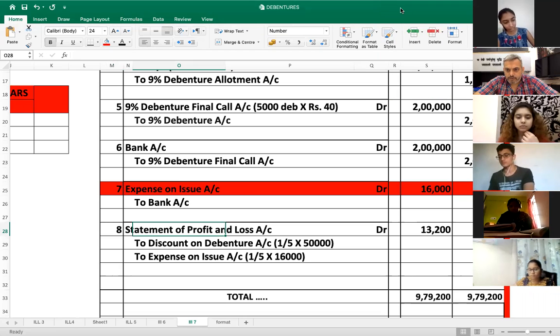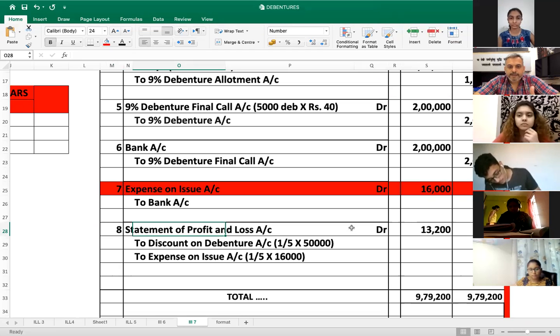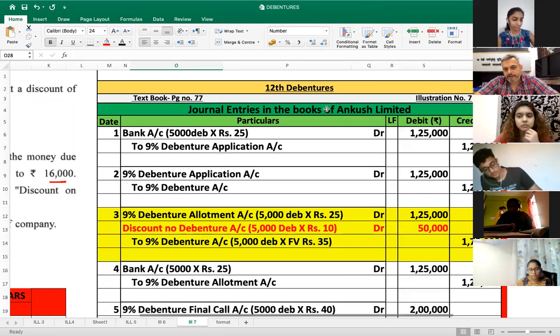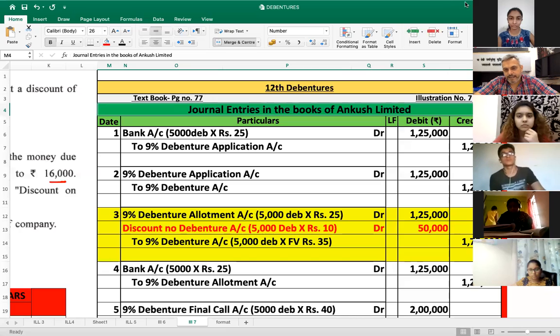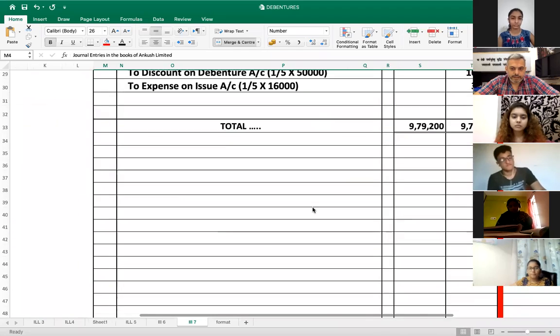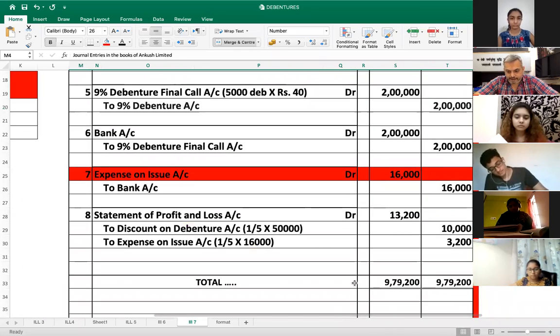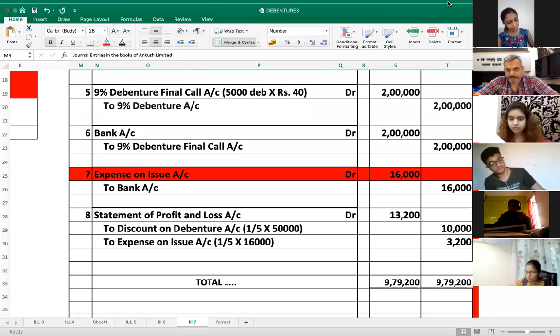Got it, all of you? Okay, so you also have to use statement of profit and loss account only because of its name. It is a limited company, Ankush Limited. So for all limited companies, we have to follow the balance sheet and profit and loss account as given by Schedule 3 of Companies Act 2013. You will see that in the subsequent chapters. Got it? Okay. Now total I've already done. So 9,79,200.